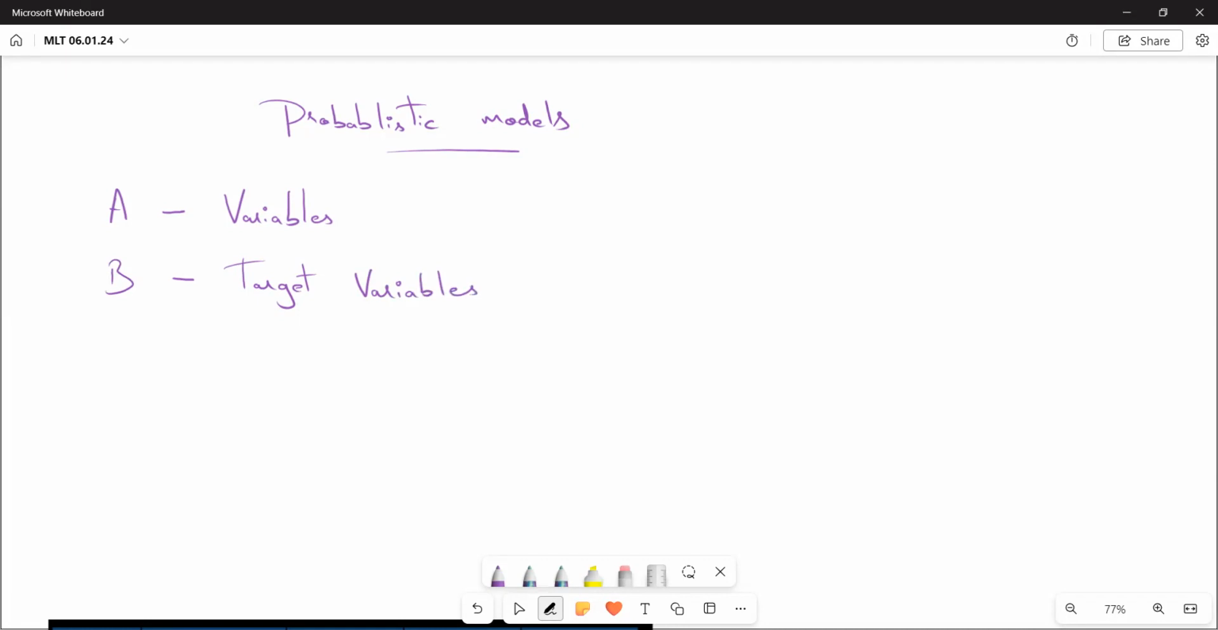Target variables, that is, for example, your instance class. Here, your example was instance feature class, and for your target variables, your example is your instance class. And now what are we going to do? We are going to model the relationship between A and B.